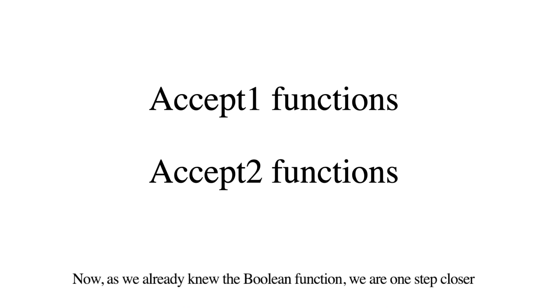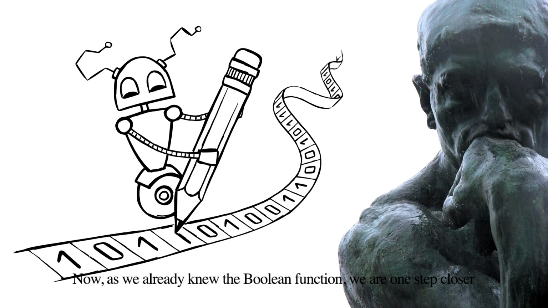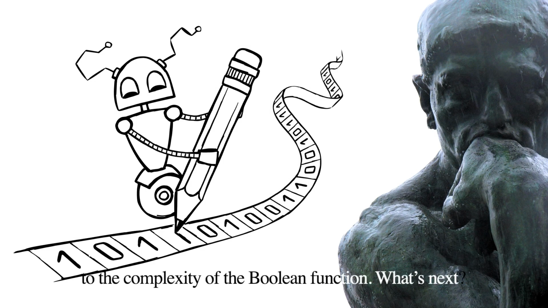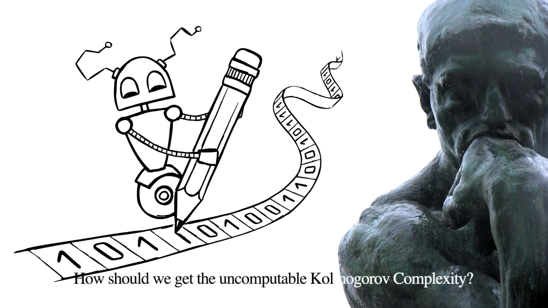Now, as we already know the Boolean function, we are one step closer to the complexity of Boolean function. What's next? How should we get the uncomputable Kolmogorov complexity? I will see you in my next video.